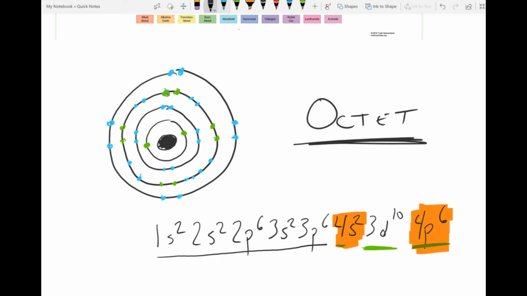And so most elements like to do whatever they can to complete an octet, which is why when you do a Lewis dot, all you're really looking for is trying to understand how many valence electrons you currently have on that atom, because again, you're only focusing on the electrons in the outermost shell, and that's it.